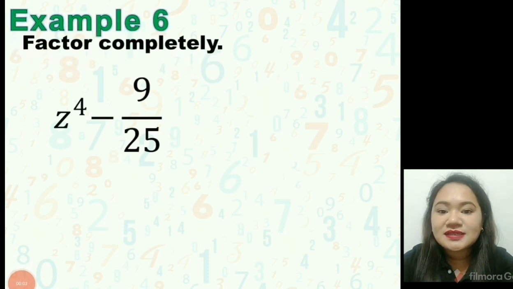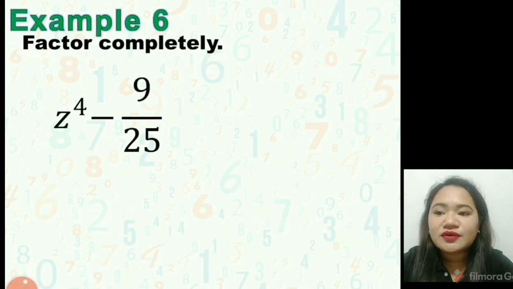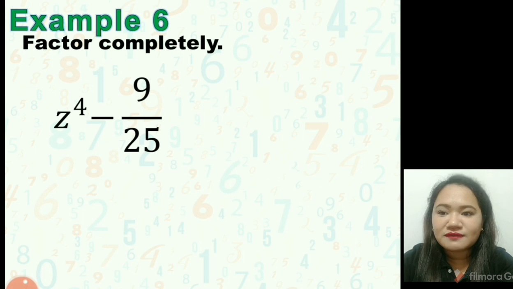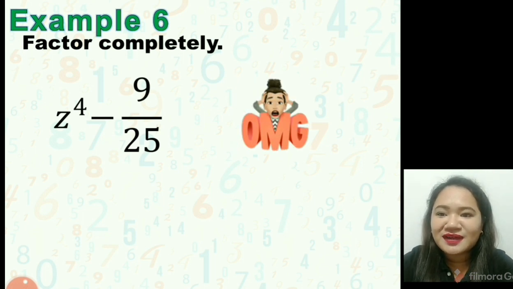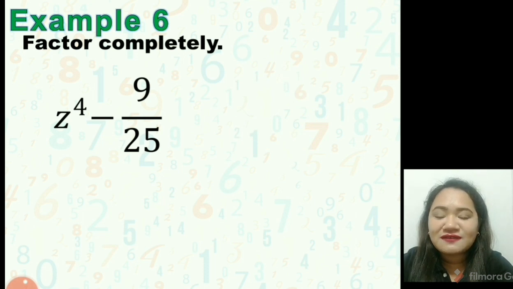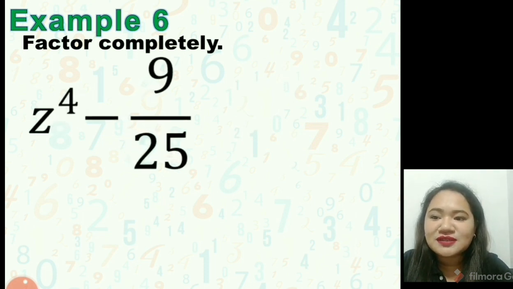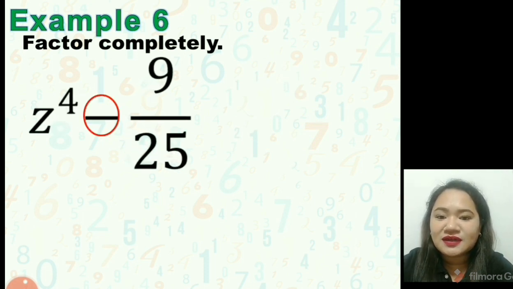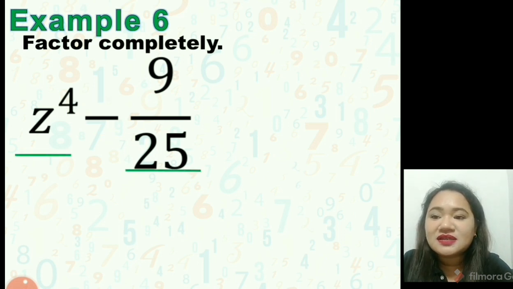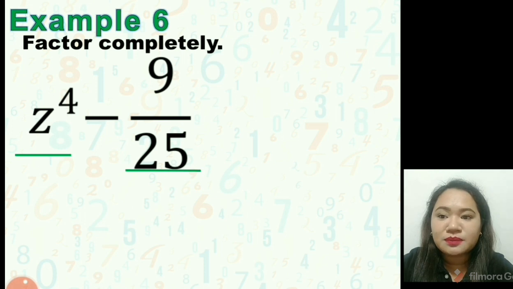Last example, number 6. z raised to 4 minus 9 over 25. Okay, relax. Don't be nervous about the fraction. Let's check if the given is a difference of two squares. So yes, it is a difference. And z raised to 4 is a perfect square. The numerator 9 is a perfect square, and the denominator 25 is a perfect square. So, therefore, 9 over 25 is a perfect square.